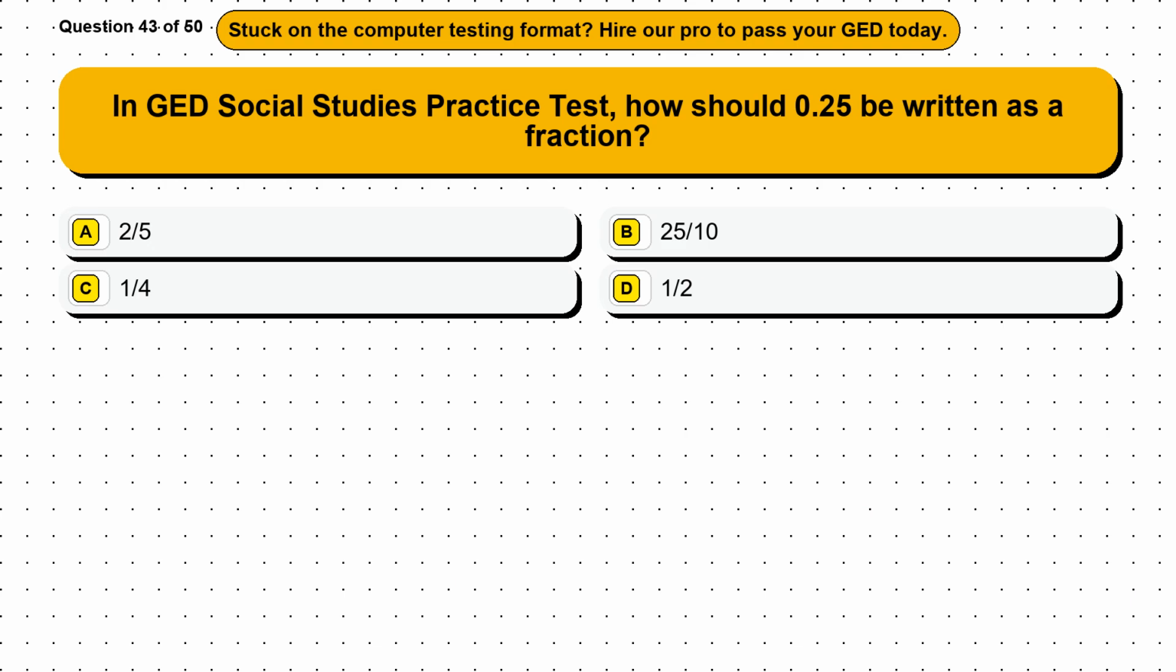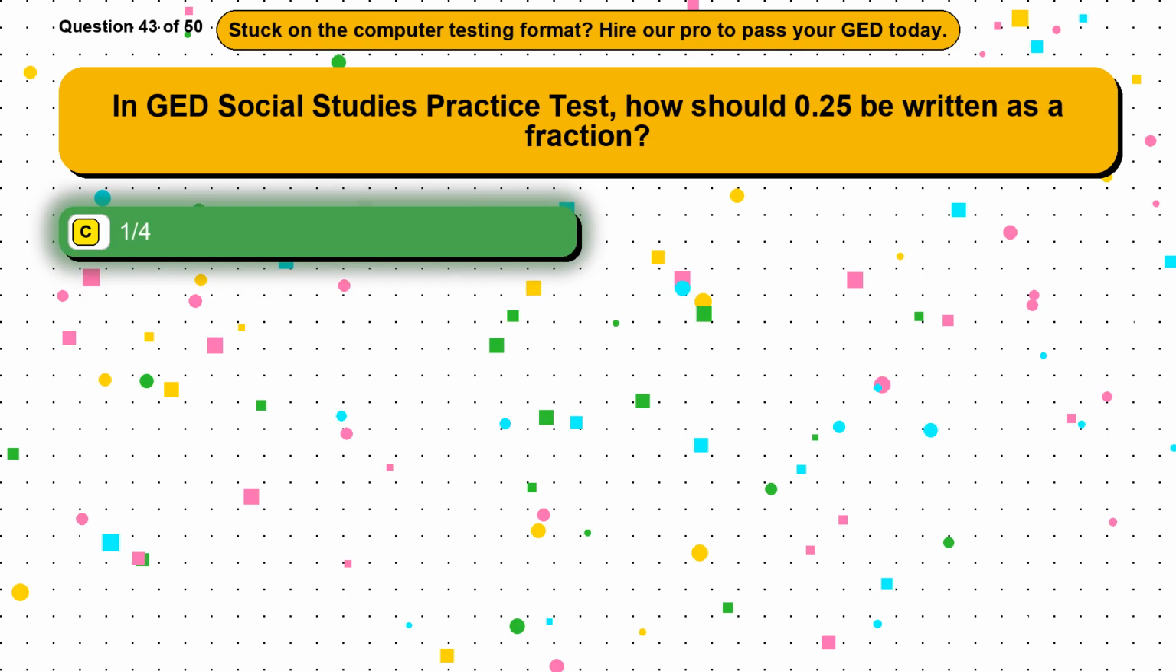Question 43. In GED Social Studies practice test, how should 0.25 be written as a fraction? Option A, 2/5. Option B, 25/10. Option C, 1/4. Option D, 1/2. The correct answer is option C. 1/4.